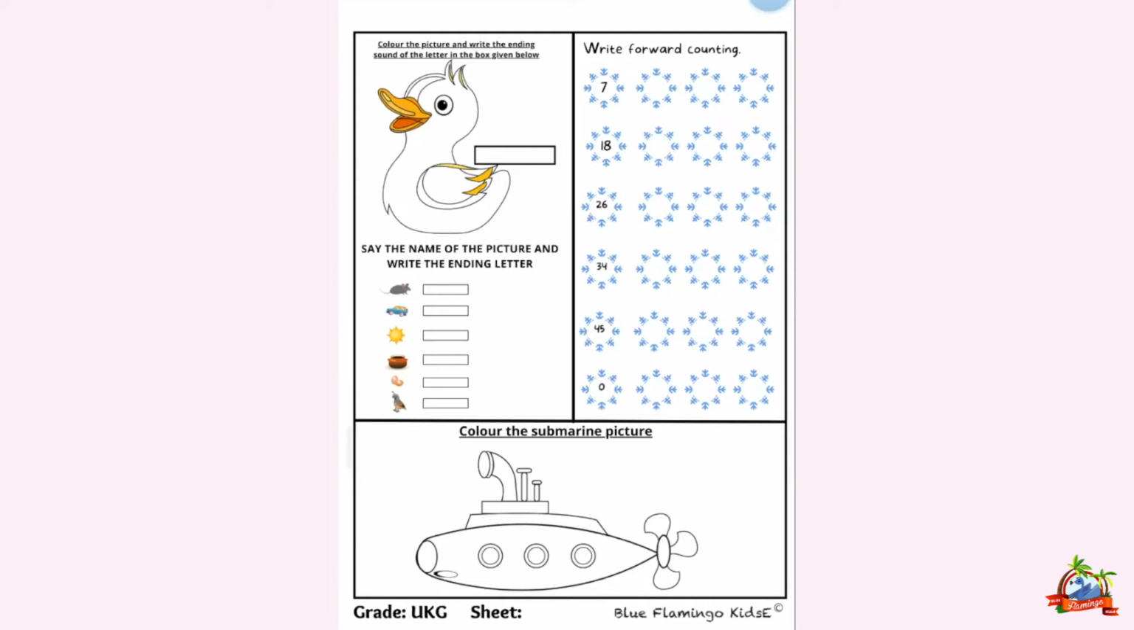In this, what you have to do is, you have to color this picture. First of all, आप क्या करेंगे? You'll color this picture. Okay, duck की picture draw है. इसको आप color करेंगे with the help of yellow color. Okay. With the help of yellow color, you will fill the color in the picture. And after that, in the box, you will write the last letter. Means the ending letter of the word duck.